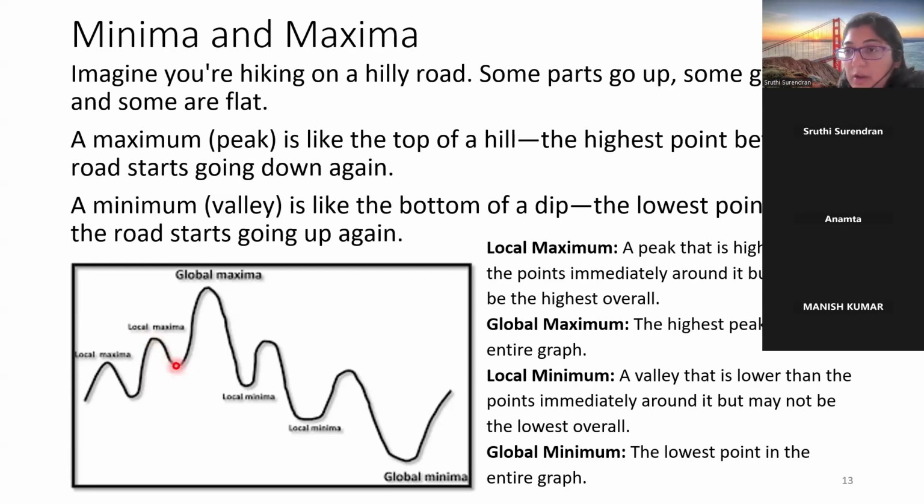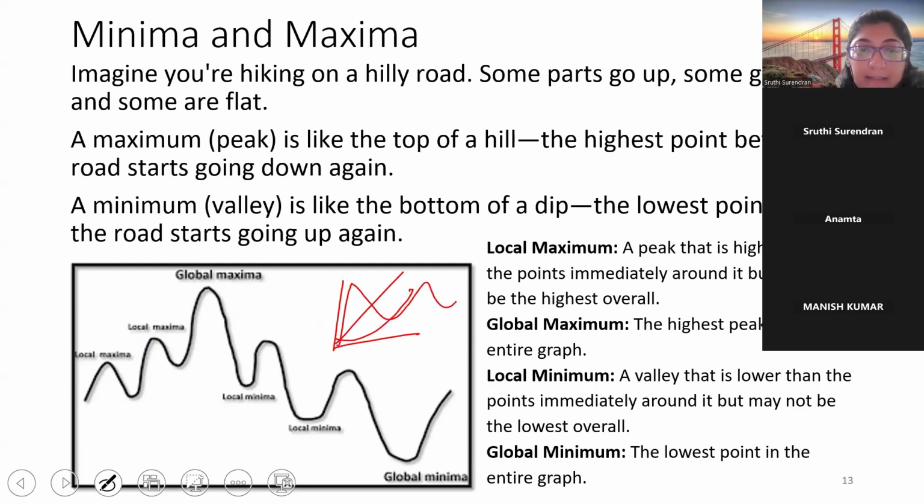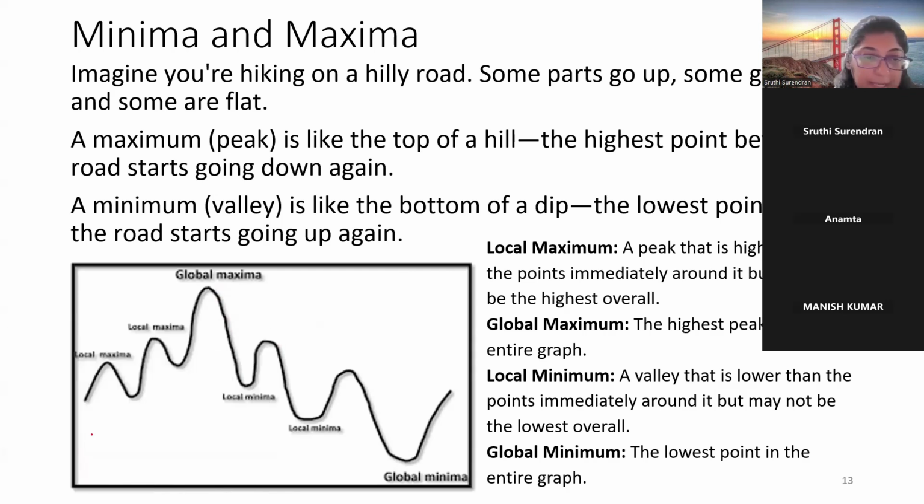So even when we solve equations, the equations need not always be a straight line. It can be a line like this, or it can be a line like this. It can take any form. So if the equation is taking a form like what you see over here, then these peaks are called the maximas and the dips are called the minimas.